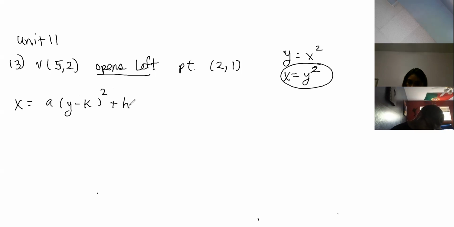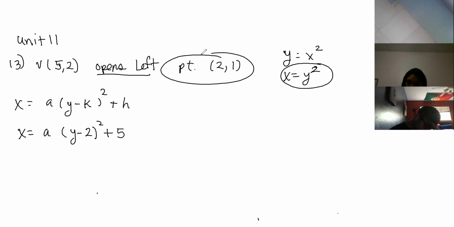Okay, so vertex. Y minus 5 or minus 2? Minus 2. And then plus 5. And how do I find the a value if they gave us a point on the parabola? Plug in x and y. 1 equals a and y is 2.